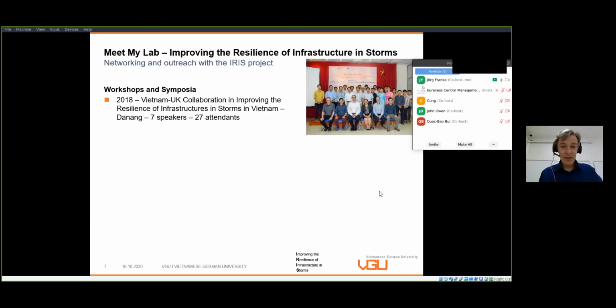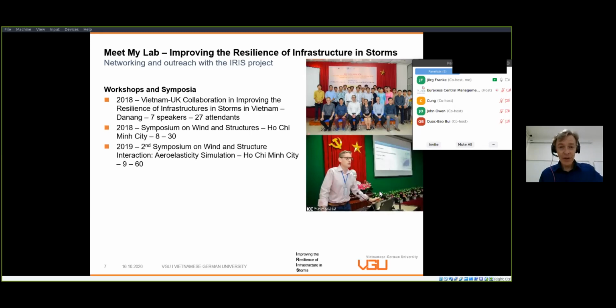We had 7 speakers and 27 attendants. And for me, the very positive thing is we managed to bring together for the first time, obviously, the Vietnamese meteorologists and Vietnamese wind engineers, and they had really nice discussions at this workshop. Shortly afterwards, at the Industrial University in Ho Chi Minh City, we organized the first symposium on wind and structures. And the year later, at the same location, the second symposium, which was on aeroelasticity simulation. We were happy to have 2 more international lecturers from abroad who contributed, and we were very happy to have 60 participants at that time.